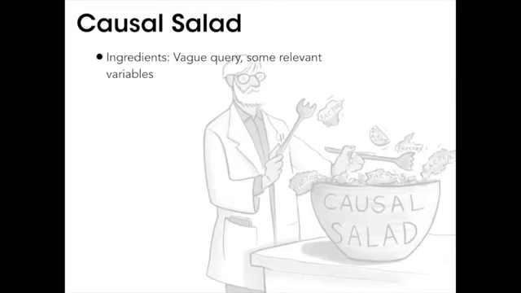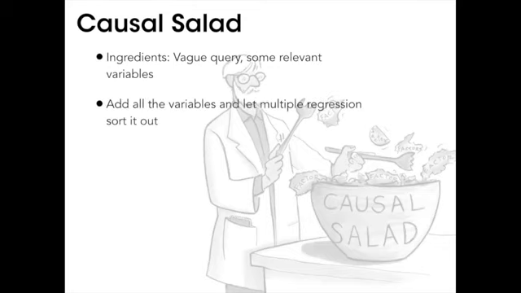Okay. So here's causal salad in a quick definition. We take as our ingredient some vague query. There's an interesting topic, and we'd like to understand it. And then we find some variables that are related to it, or we measure them. We add all the variables to a multiple regression and let it sort it out. We've all done this.